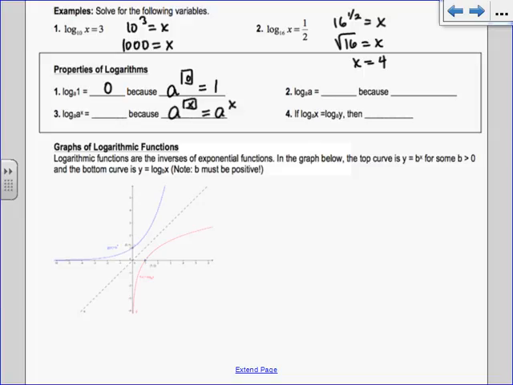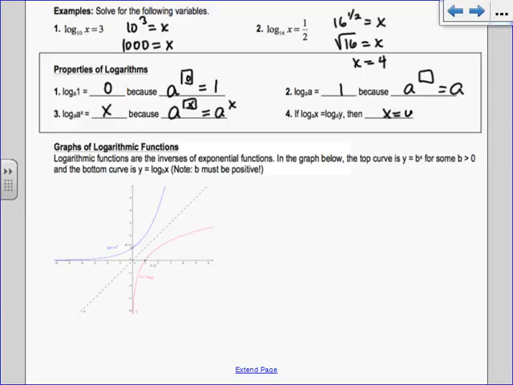X. I'm doing 3 or 2. Number 3. I guess I went in a weird order. All right, log base a of a is equal to what? Because a to some power equals a. 1. And then log base a of x equals log base a of y. What do you think that means?